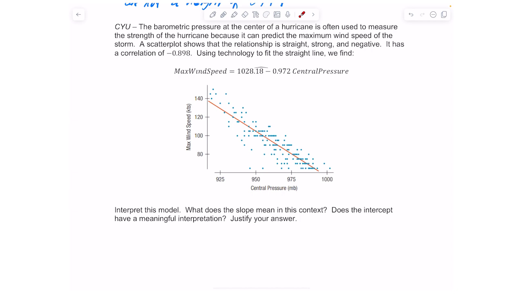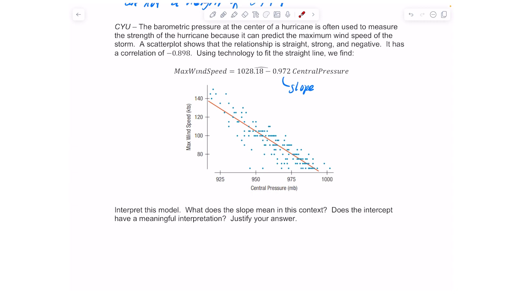Okay, so what we can notice here is we've got our slope, which is negative 0.972. So let's talk about that first. First of all, it's negative. Okay, so that tells us that the lower central pressure is associated on average with a higher maximum wind speed, right? As we can see, as the central pressure increases, the maximum wind speed starts to decrease. And that's pretty consistent with the way hurricanes work, okay?